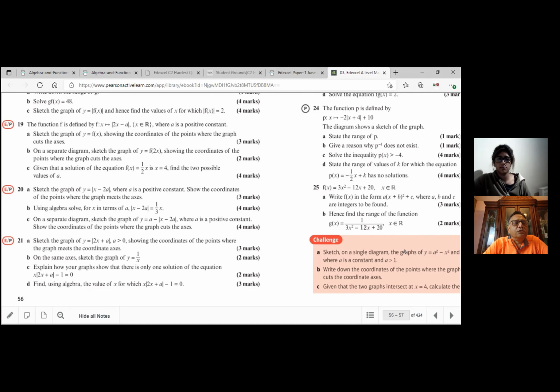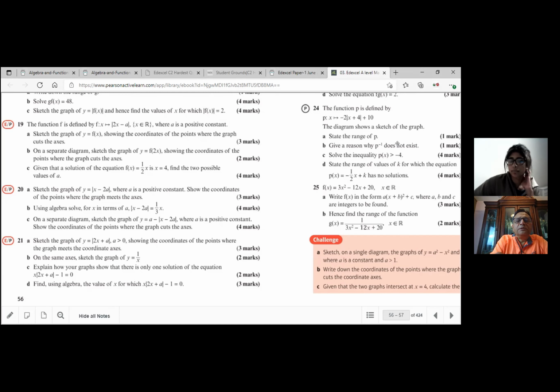Okay, so 20a, sketch the graph of y equals the absolute value of x minus 2a, where a is a positive constant. So you could choose any value of a. The only thing is when you say it is a positive constant, that means the absolute function has been translated 2a units to the right side. That's what they're trying to say, right?